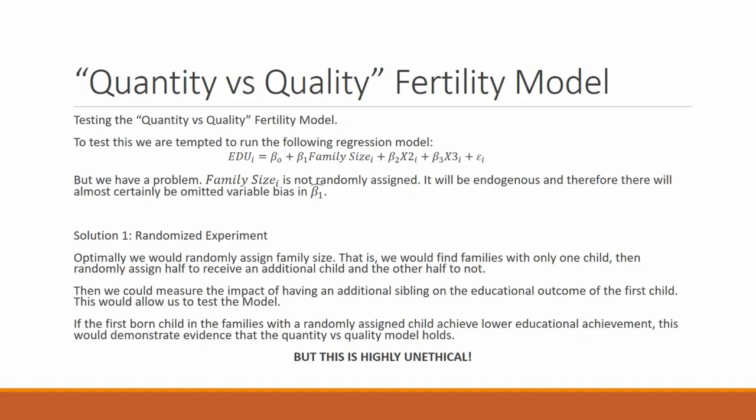Well, solution number one would be a randomized experiment. And in a certain way, we might argue that that's optimal in the sense that that would allow us to identify causation. In such a case, what we could do is find families that only have one child and then randomly assign half of those families to receive an additional child and then mandate that the other half of the families don't receive a child. All right, then we can compare the difference between the families with the additional child and the families without the additional child and draw a causal conclusion about family size on education.